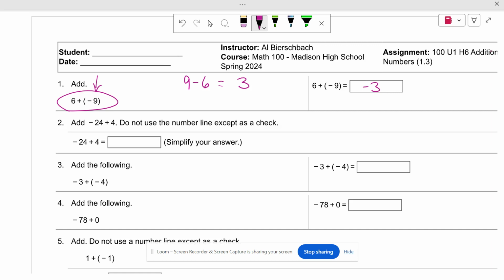Okay? Negative 24 plus 4. They have opposite signs, so we subtract them. 24 minus 4 is 20. The sign of the higher one is negative, so negative 20.